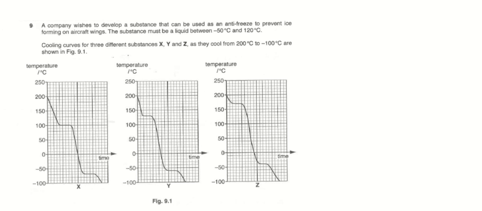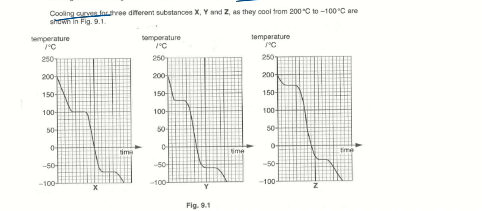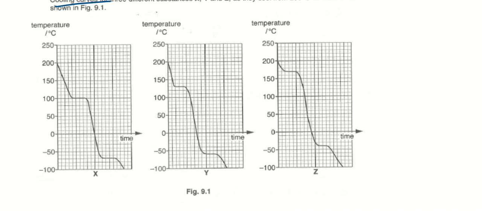Okay, this anti-freeze is to prevent ice forming on aircraft wings. The substance must be a liquid between -50 and 120. Cooling curve. So this is our kinetic model, right? So why is it that there are flat areas and what do the slopes represent? Slope means temperature changes. Flat means change state.